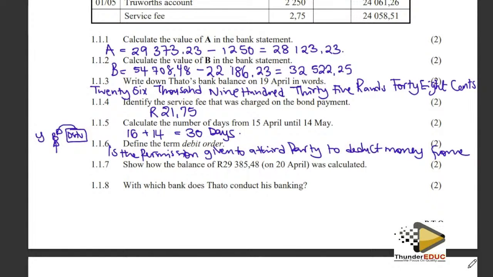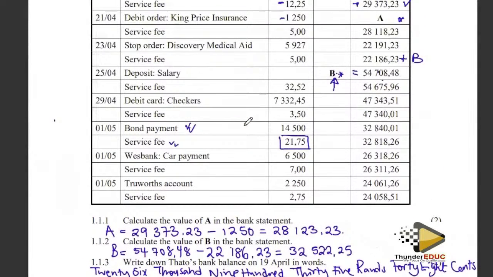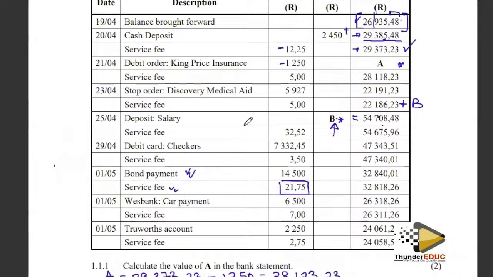1.1.7, show how the balance of 29,385 rand 48 cents on the 20th of April was calculated. Let's go there. 20th April. Wonderful. It's this date that we are looking at. And look at the balance.